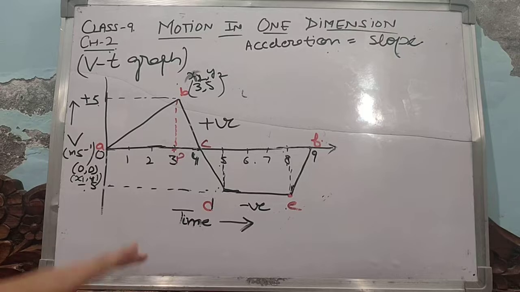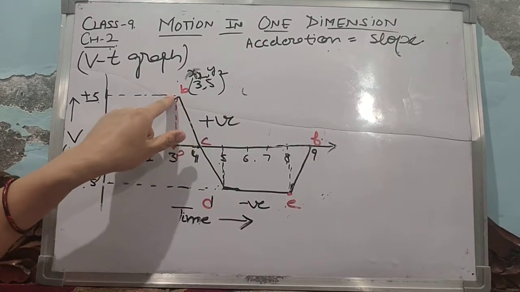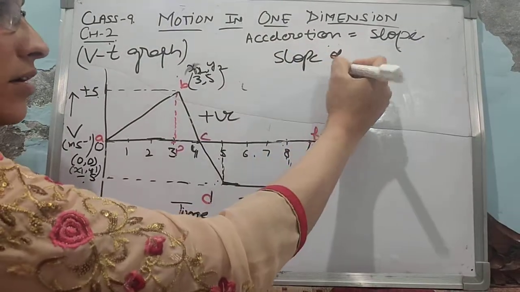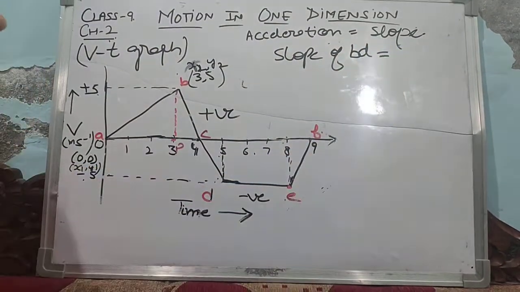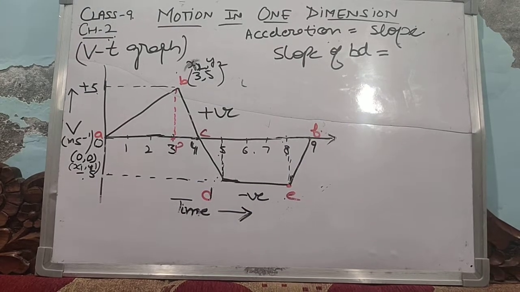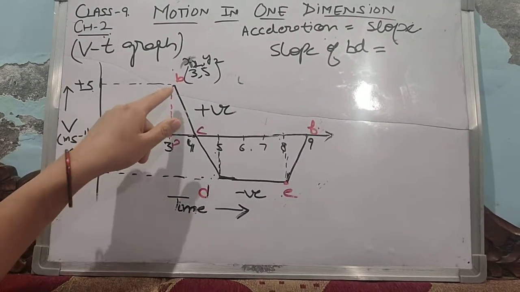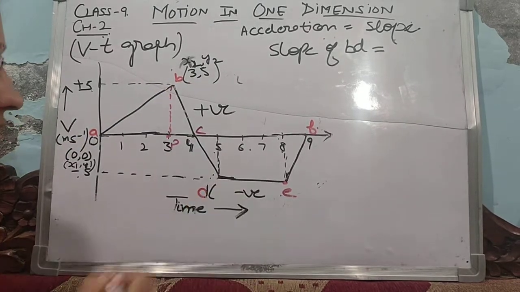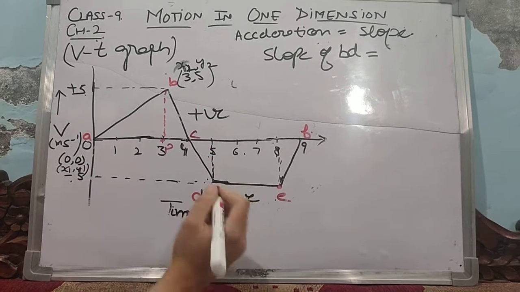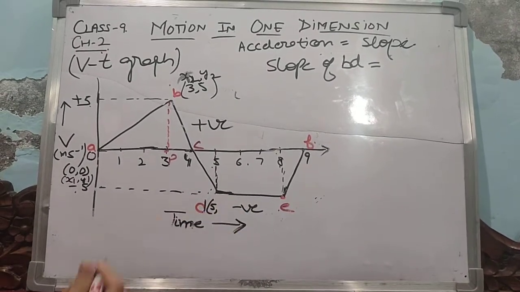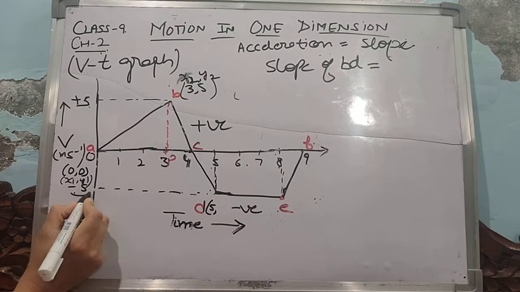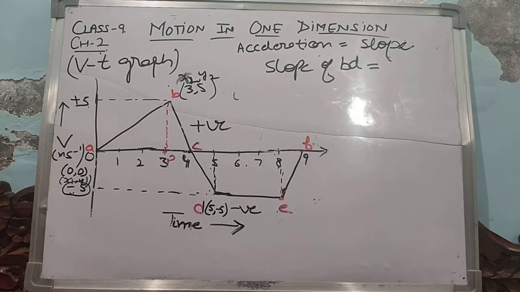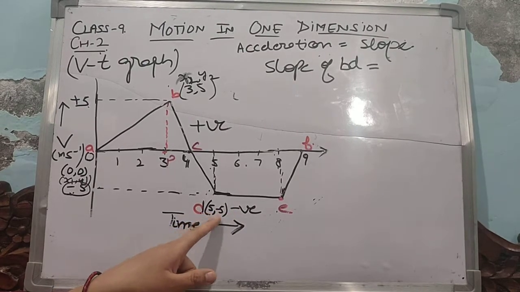Now students, we have calculated the slope of AB. Similarly, I'll calculate the slope of BD using the same formula, y2 minus y1 upon x2 minus x1. Now, what are the coordinates of B? The coordinates of B are 3 and 5. What about the coordinates of D? You can see here, the x coordinate of D is 5 and the y coordinate of D is minus 5. So the coordinates of D are 5 and minus 5.